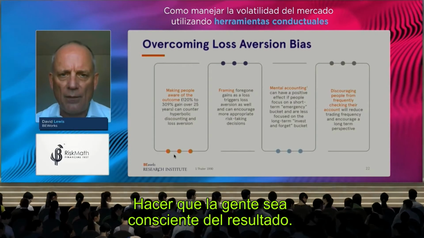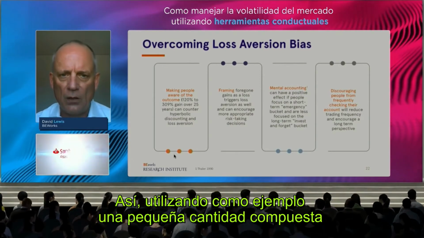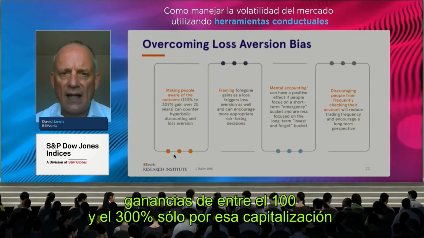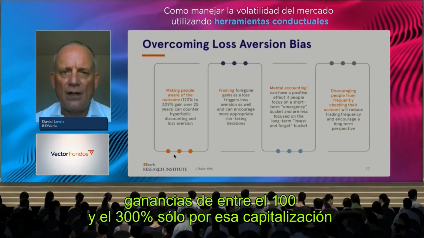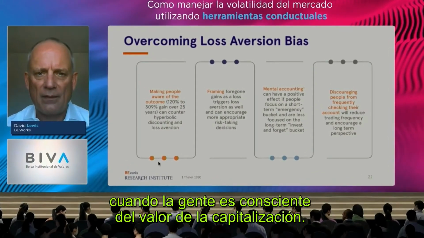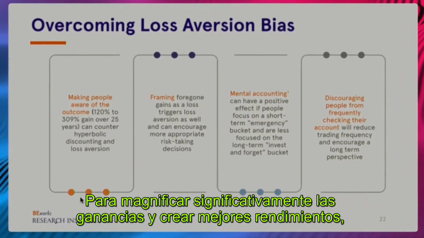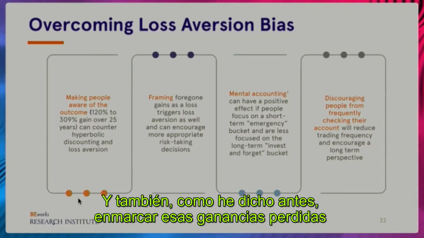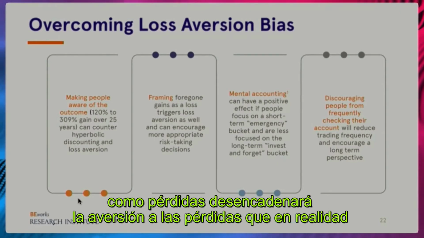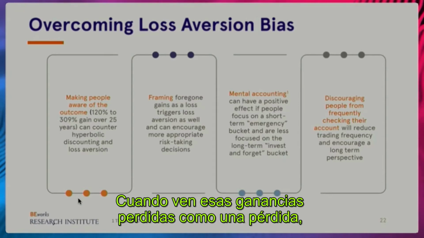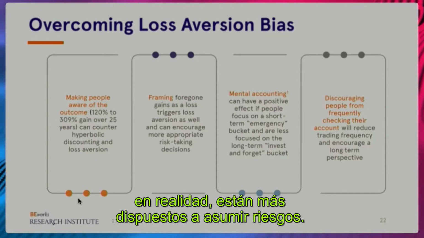Making people aware of the outcome. So using, as an example, a small amount compounded over perhaps 25 years, you can easily see gains of between 100 and 300% just because of that compounding. When people are aware of the value of compounding to significantly magnify returns and create better returns, they're much more willing to focus less on the small amount per year. And as well, as I said earlier, framing those foregone gains as losses will trigger loss aversion. You can actually use it to people's advantage. When they see those foregone gains as a loss, they're actually more willing to take risk.